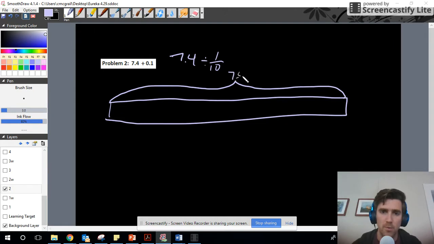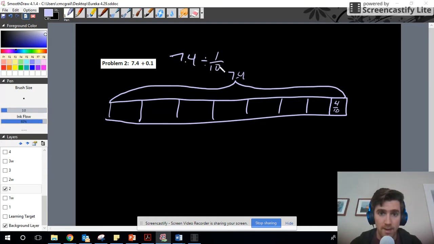7 and 4/10. Now I'm going to carve off this little bit on the end to be 4/10. And then I'll go 1, 2, 3, 4, 5, 6 lines. Let's see, 1, 2, 3, 4, 5, 6, 7. So in here, I have 7 holes and 4/10. And I now want to know how many times can 1/10 go into this number.